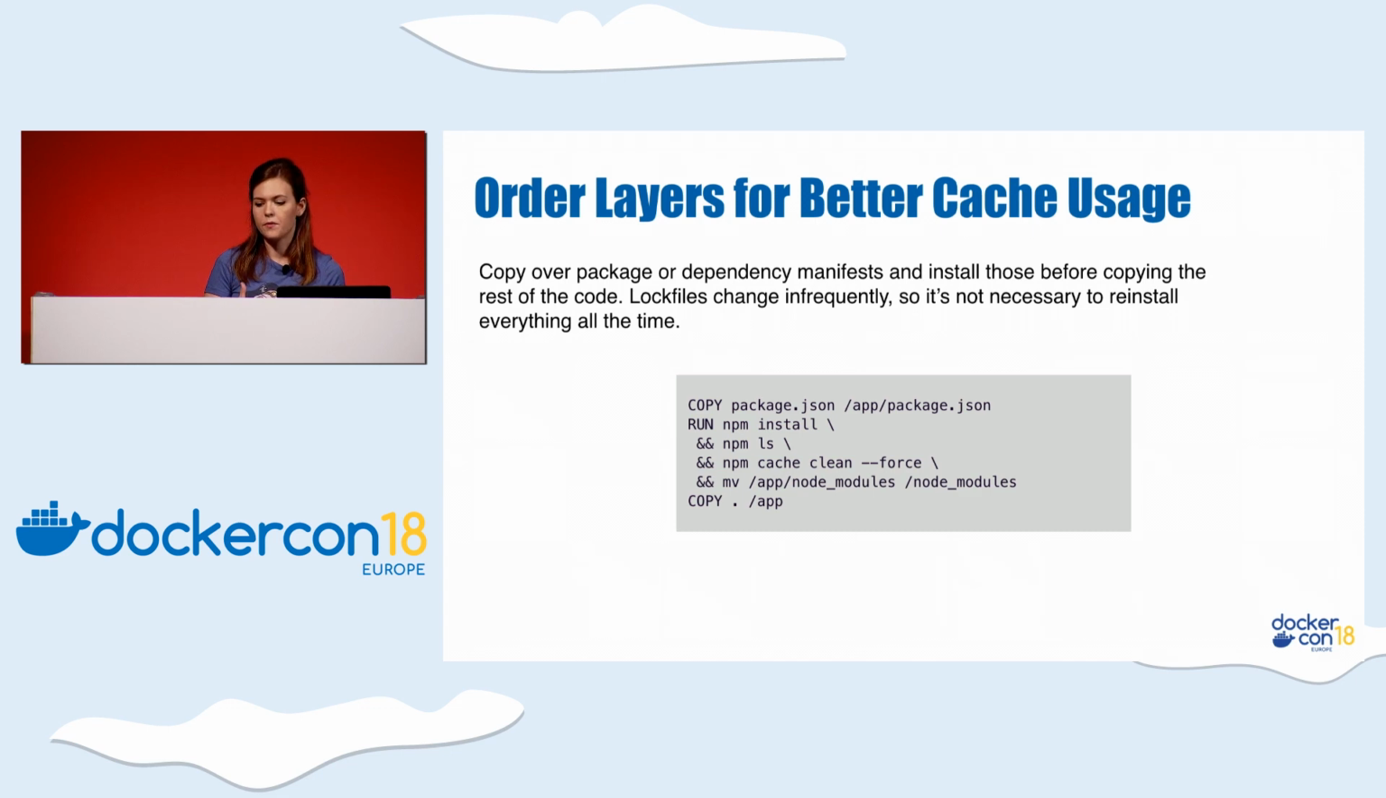Ordering layers for better cache usage is a rabbit hole that we could probably spend an entire 2-day conference talking about and debating the right way to do it. One thing I like to recommend to people just starting out is, if you're using a package manager, for example npm, or doing a bundle install, put that manifest file or lock file, whatever manifest of your dependencies, higher up in your Dockerfile, or lower down on the layer stack, and run that dependency install separate from copying in all of the rest of your code. Your dependencies don't change that frequently.